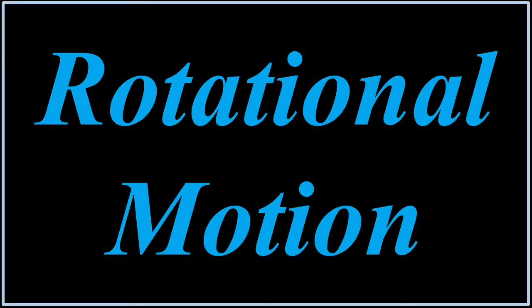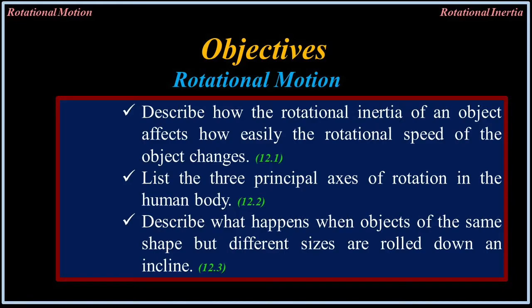Rotational motion, circular motion, rotational equilibrium, and now rotational motion. Describe how the rotational inertia of an object affects how easily the rotational speed of the object changes. List the three principal axes of rotation in the human body.